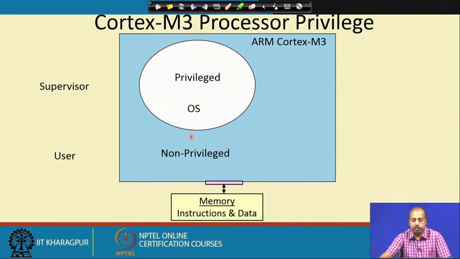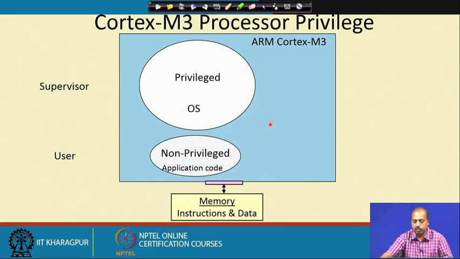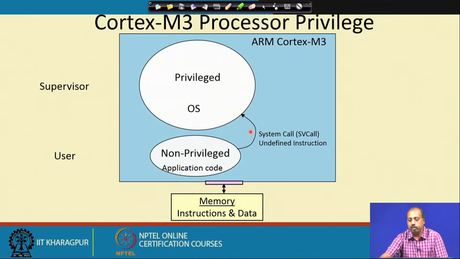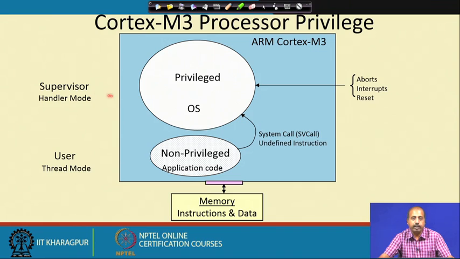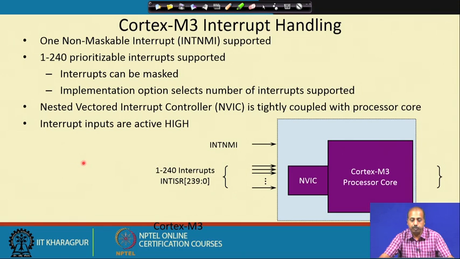In Cortex M3, we have got this non-privileged mode or the user mode, and privileged mode or the OS mode. In the non-privileged mode, the application code will be running, and in the privileged mode we will have the system call. When application code is running, sometimes we make a system call, so it will go to the privileged mode, or if it is an undefined instruction, it will go to the privileged mode. All the aborts, interrupts and resets are handled in the privileged mode of operation. So, this is the supervisor or handler mode, and this is the user or thread mode.